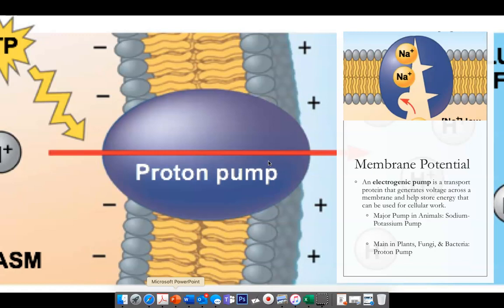Okay, so it pumps the ions across the membrane to help maintain membrane potential.